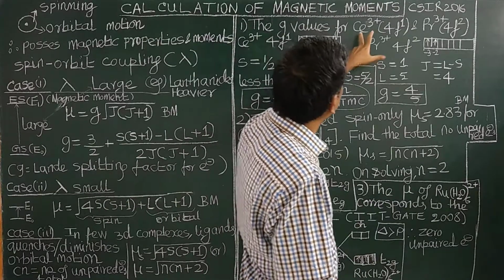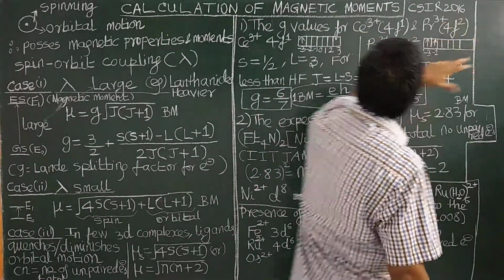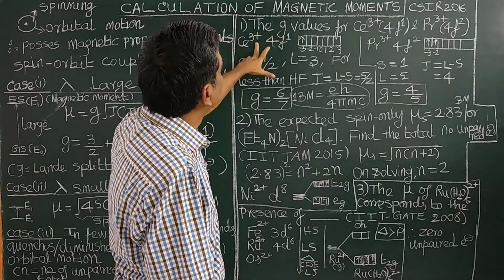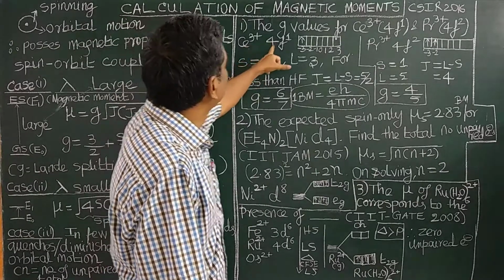The G values for cerium 3 plus 4f1 and Pr 3 plus 4f2. Cerium 3 plus, what are the G values? Using this formula, we can calculate for cerium 3 plus 4f1.